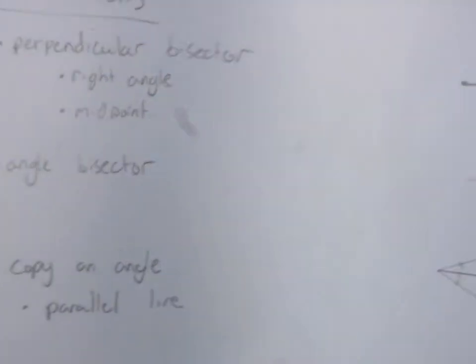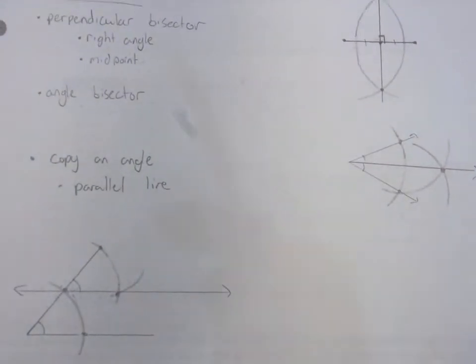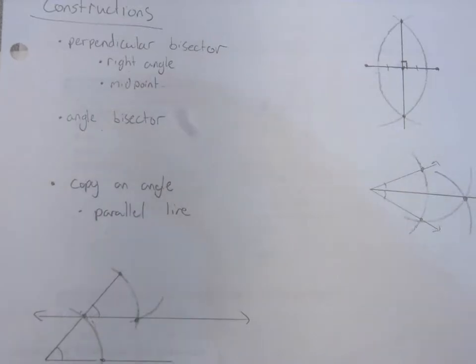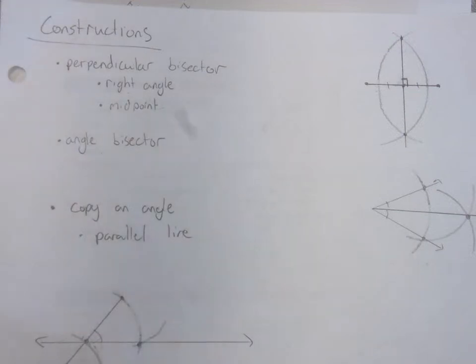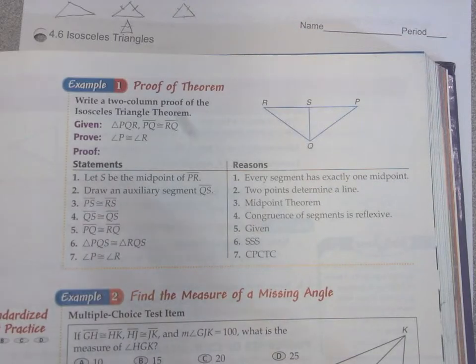So those are the constructions we can do, which means we can add these things to our picture. We can add midpoints, right angles, we can add parallel lines, we can add angle bisectors. We just have to do it one thing at a time, and we can't assume too much about that shape.